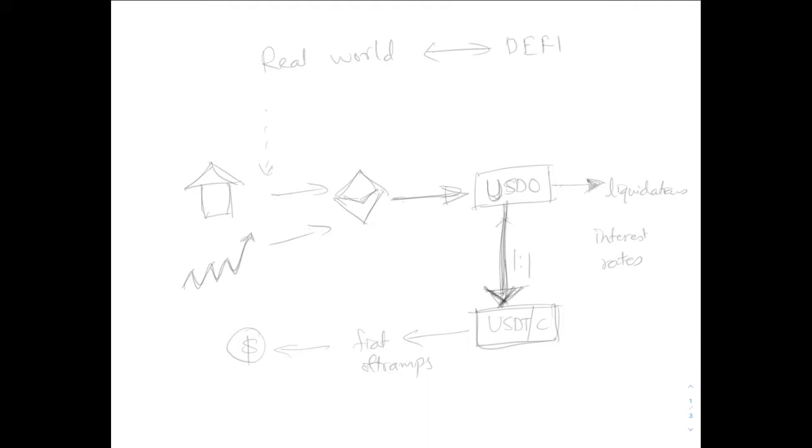OpenDAO's objective is to connect real world assets to DeFi. What that means at a very practical level is we will be able to take real world assets such as property, stocks, commodities, etc., and tokenize them. And then the idea is to use these tokenized assets as collateral and mint a stable coin, which is USDO in our case, which can then be used in the real world.